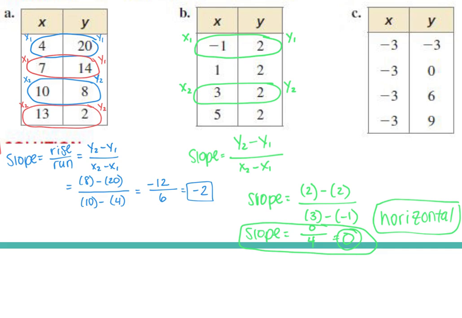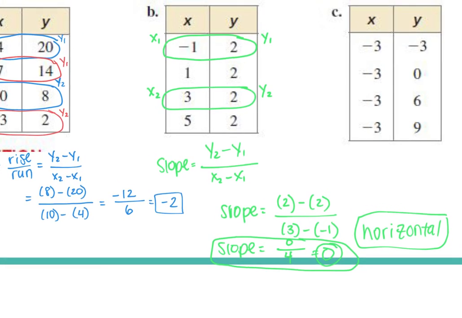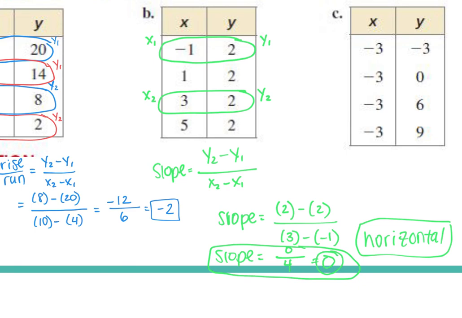So the table for B is a horizontal line. How could you have told me that it was a horizontal line before even calculating the slope? Before even calculating the slope, what's different about this table? Aya? All of the y-coordinates are the same. Very good. All the y coordinates are 2.